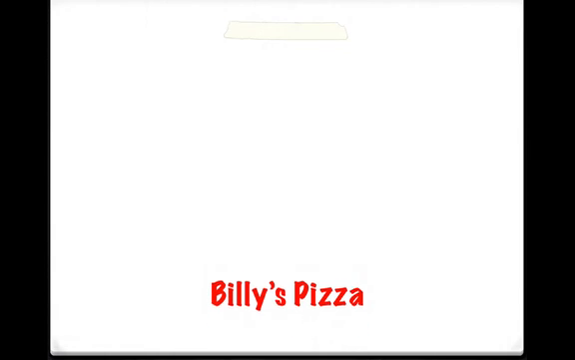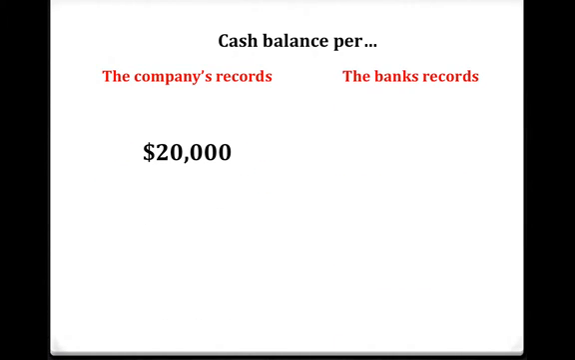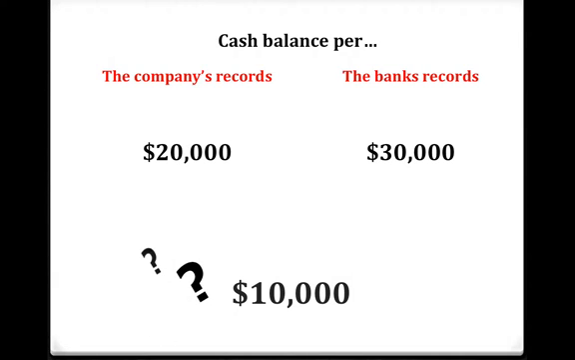Let's do a bank rec for Billy's Pizza for the month of April. The company's records show a cash balance of $20,000, but their bank statement shows a balance of $30,000. To reconcile the bank statement, we will need to add and subtract those transactions that make up the missing $10,000 from the company's cash balance.